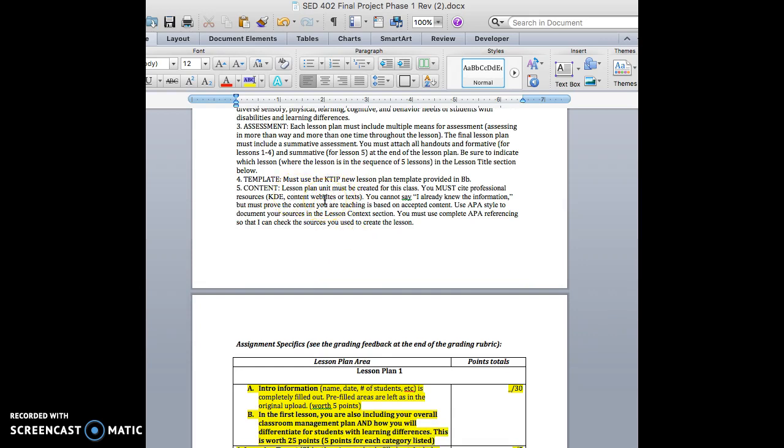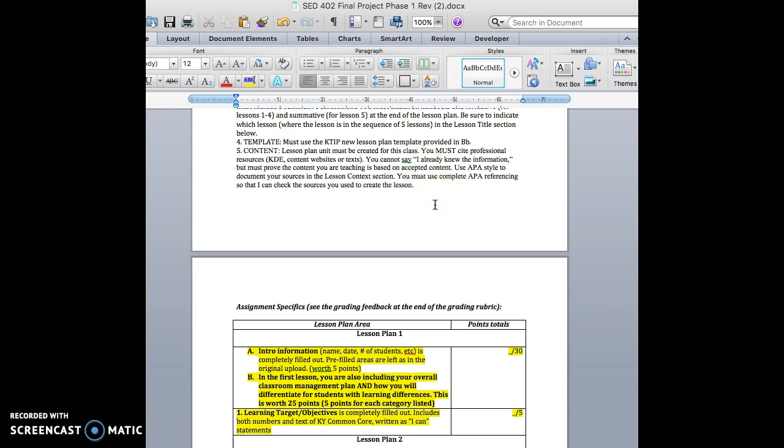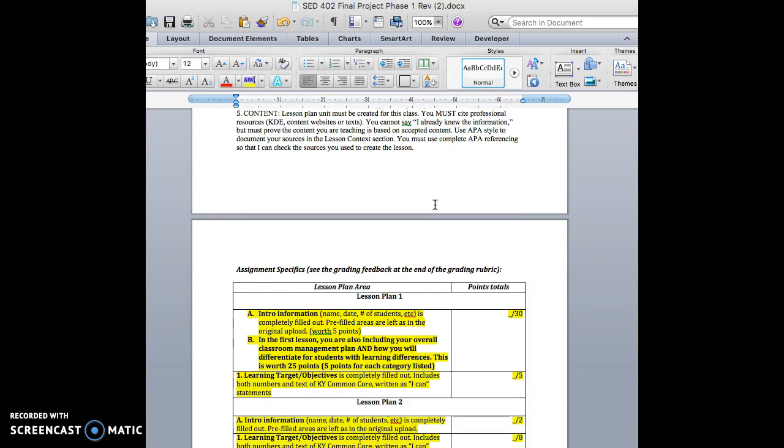And know that your lessons must be uniquely created by you, but as a new teacher and even an experienced teacher, we expect you to use professional resources. So for sure, you should be citing KDE and the Common Core, and you should be citing content, websites, and texts that tell me that you know that the content that you're teaching is accurate. So you can't say, I already knew about addition, so that's what I'm teaching. You would need to say, I'm using as a foundation Khan Academy, or I'm using as a foundation Everyday Math. But you need to have some foundational content listed as a reference.